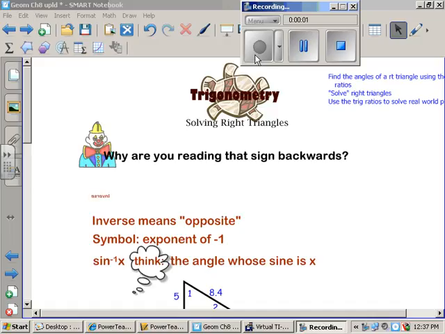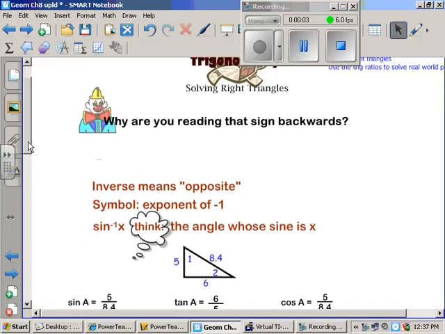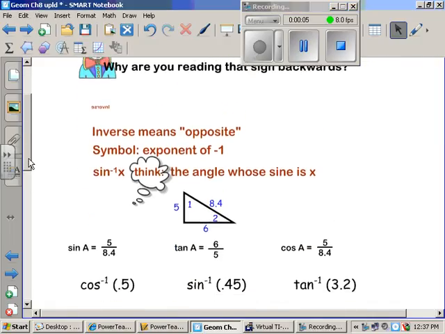We're going to continue talking about inverse. Remember, inverse means opposite. Its symbol is an exponent of -1, like this. Okay? And you want to think of it as the angle. To find angles, you use inverse. Inverse angles. So to find angles, you use the inverse. To find the sides, you use regular.